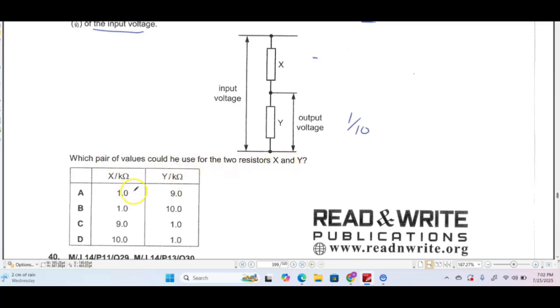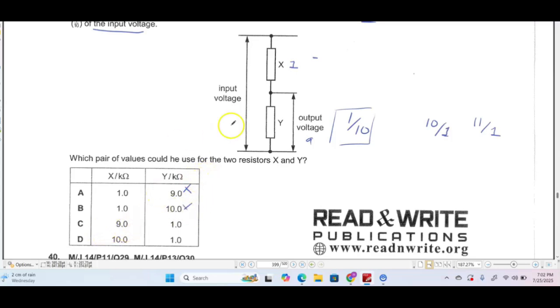Okay, if X is 1 and this is 9, so this won't be 1 over 10. This then becomes 10 over 1, right? So this relationship isn't going to work. The B option has 1 over here and 10 over here. So that's going to be 11 over 1. Okay, the 1/10 relationship still hasn't been obtained.